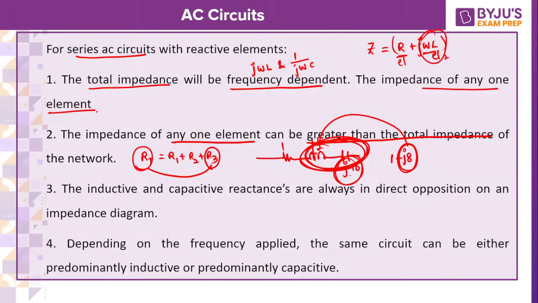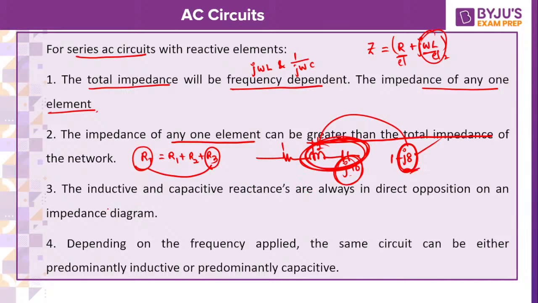So this minus j8 is greater than j2, of course in magnitude, if you are talking about magnitude. That is the reason why he's saying the second point like this. Because of the presence of inductance and capacitance, there is a chance of compensation. So because of that compensation, the resultant value will be smaller than the one element value.